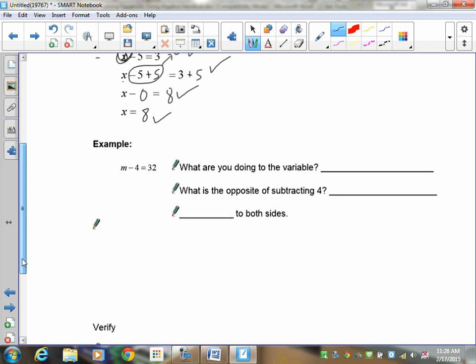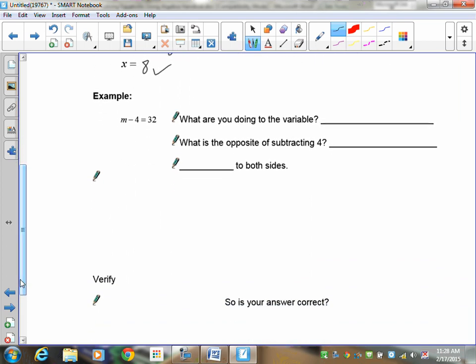Going on to the next one. m take away 4 equals 32. What am I doing to the variable? I'm taking away 4. What's the opposite of taking away 4? Adding 4. So what do I have to do? I'm going to add 4 to both sides. So what does that look like?